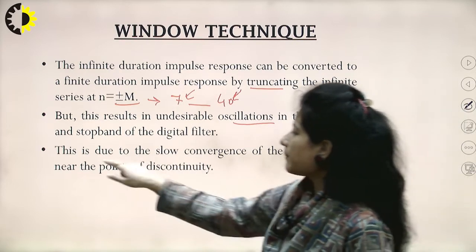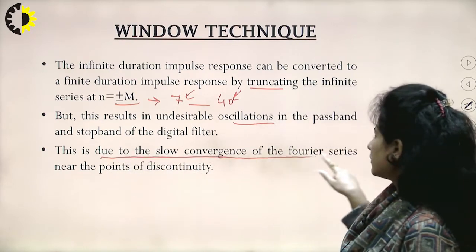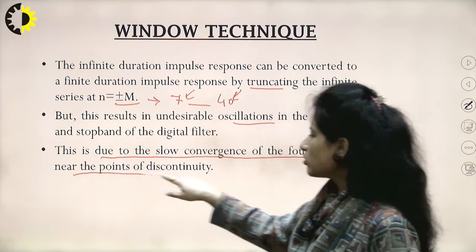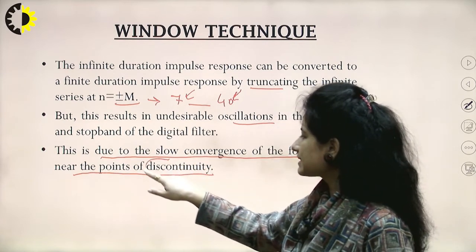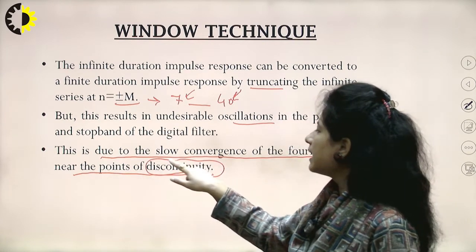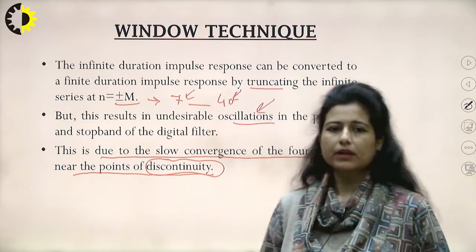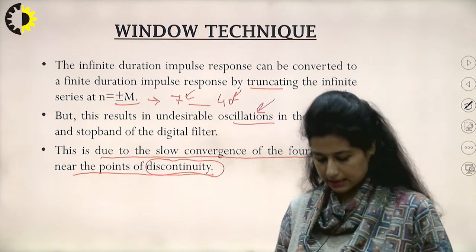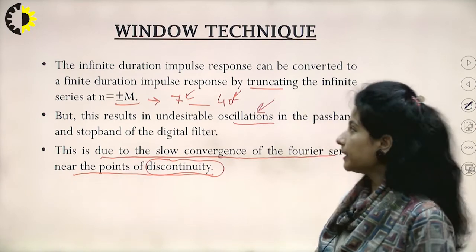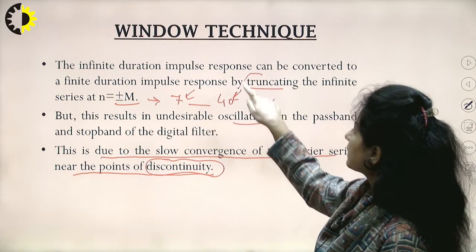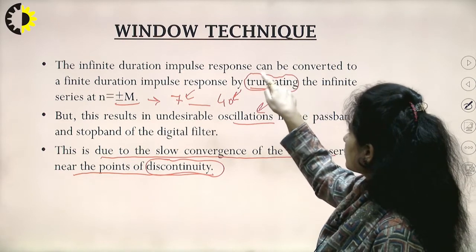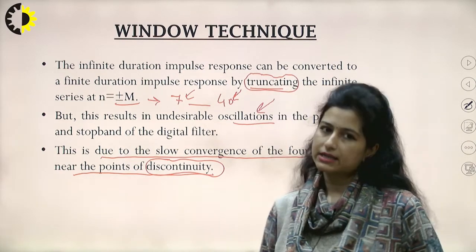This is happening because of the slow convergence of the Fourier series near the points of the discontinuity. So these discontinuities are responsible for everything which is called oscillations, or you may call the ringing effect appearing in that signal. So it would completely depend upon how we are truncating a signal. That would give me more oscillations or less oscillations.